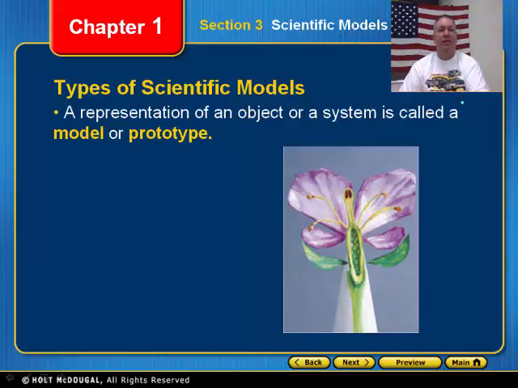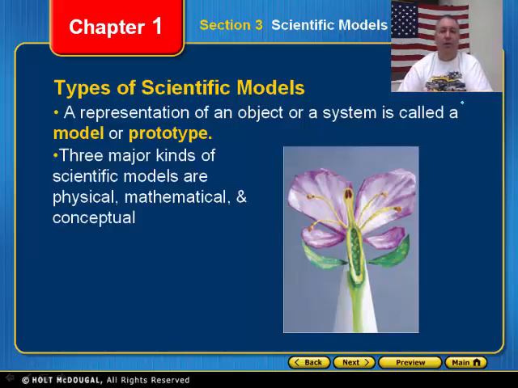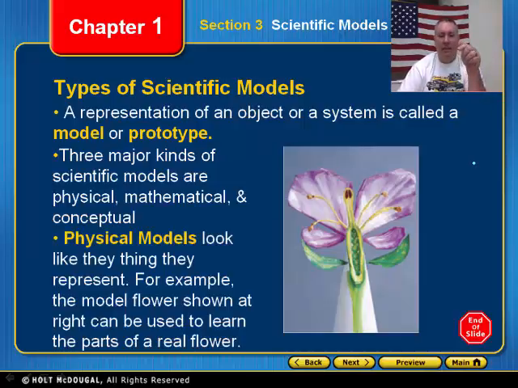A model is a representation of an object or a system. That is what a model is. It can also be known as a prototype. So you have a model, you have a prototype. It's the same thing. They're creating a representation of some type of system. Now, there are three major types of models. When we talk about them, there are physical, mathematical, and conceptual.